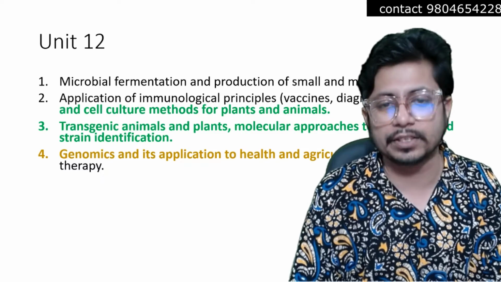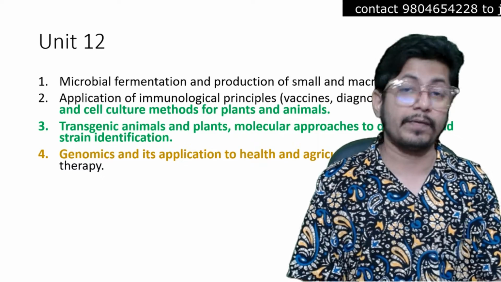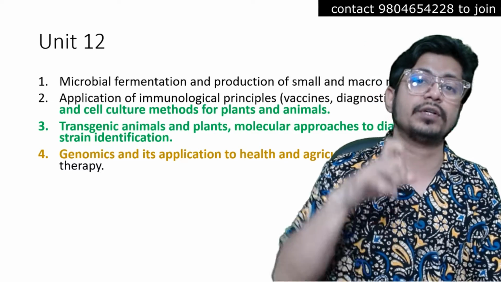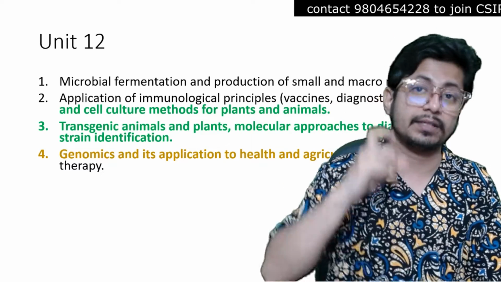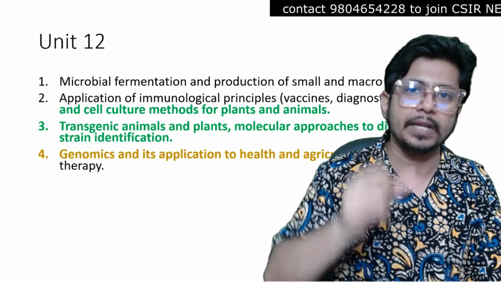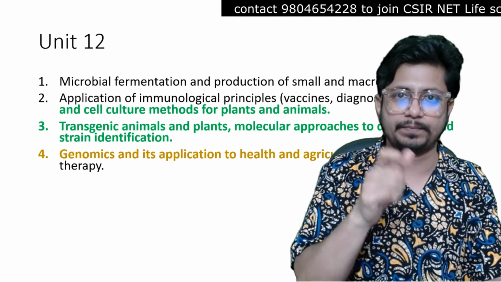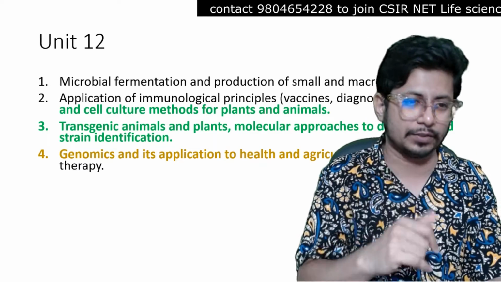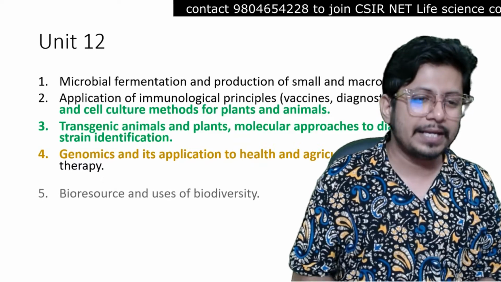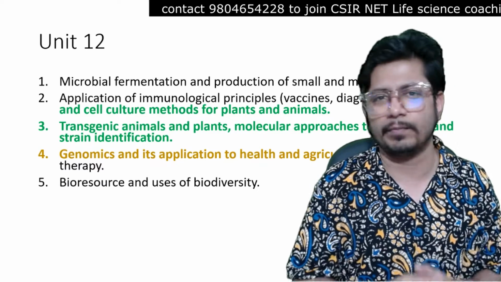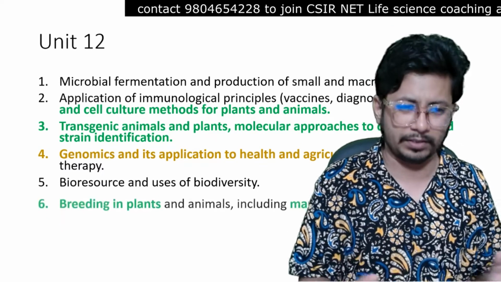Genomics and its application to health and agriculture is something that is involved. Again, I'm emphasizing the idea of genomics in terms of agriculture, plant growth, and plant breeding. So in unit 12 it mostly leans towards the plant part of the story, not the animal side. Next we have bioresource and use of biodiversity, not at all required.